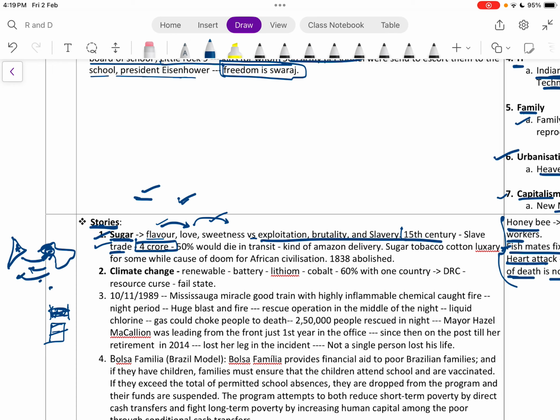The journey from the western coast of Africa to Brazil was around 60 days. And in those 60 days, about 50% would die in transit itself. Out of 4 crore people transported, only 2 crore were able to reach the Brazilian coast. The rest of the 2 crore people eventually died in the journey itself. It's a kind of Amazon delivery.